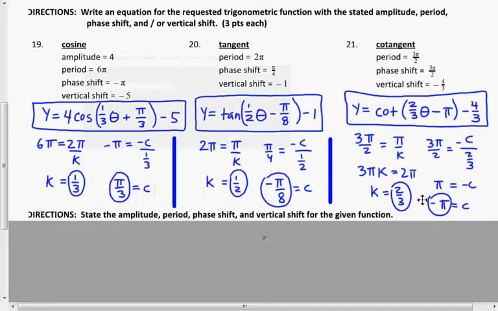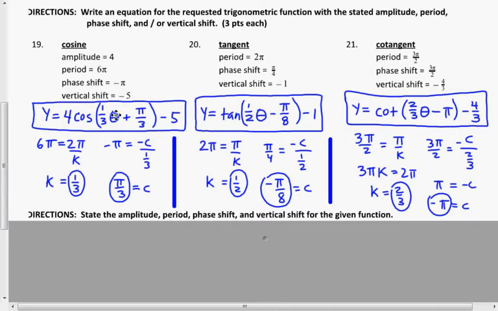Okay, I'm looking at number 19, 20, and 21 on the Chapter 6 test preview. The instructions for this section ask you to write an equation for the requested trigonometric function with the stated amplitude, period, phase shift, or vertical shift. And I will just say right now that if you show this kind of work on the test, I will be more compelled to award partial credit.